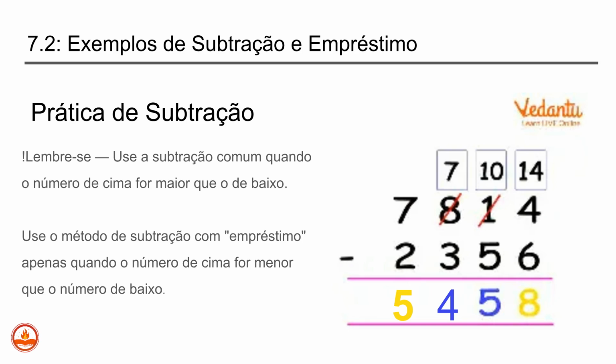So now let's move on to this other row. Let's continue. What is 7 minus 2? And look at that. The top number is bigger than the bottom number, so we don't need borrowing. So what is 7 minus 2? 5. So the overall answer is 5,458.